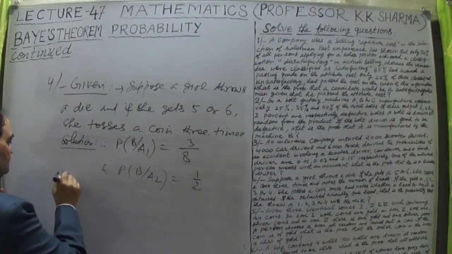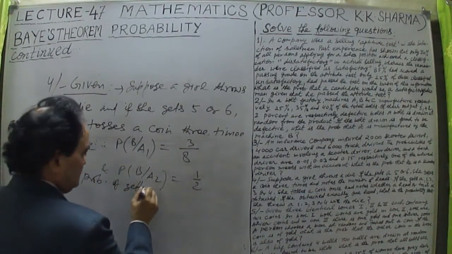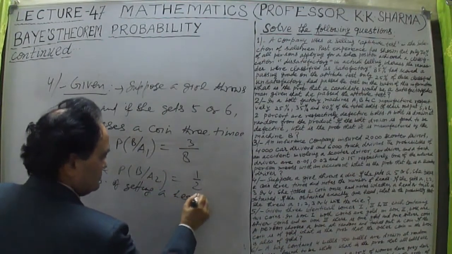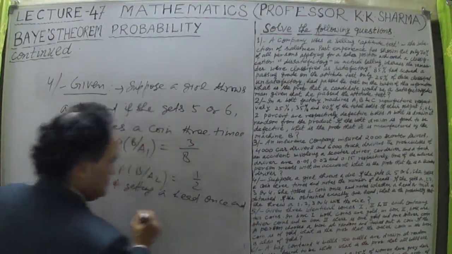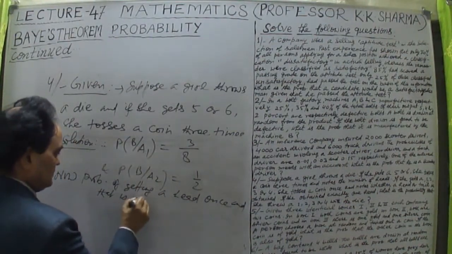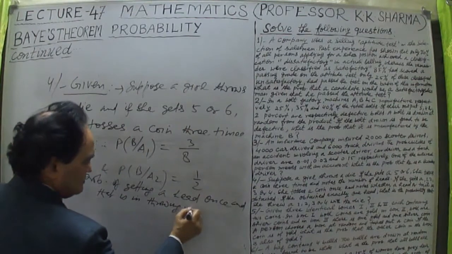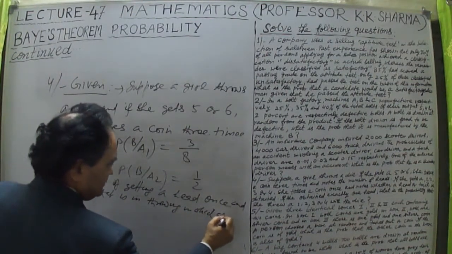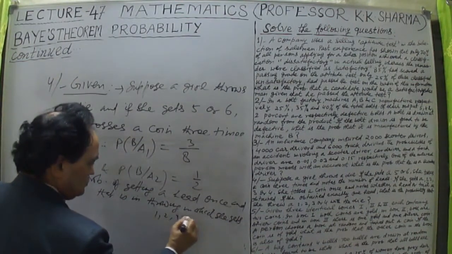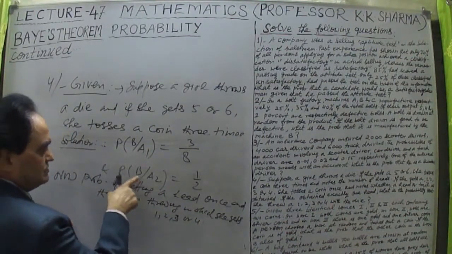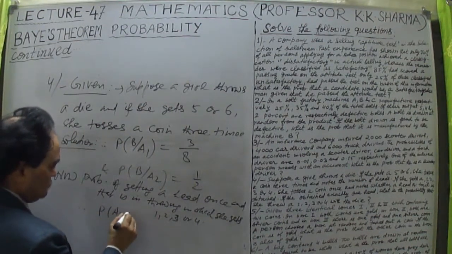Now, the probability of getting a head once, in the case where she throws a die and gets 1, 2, 3 or 4, is given by this event A2 by B. So by Bayes theorem, the probability of A2 given B.